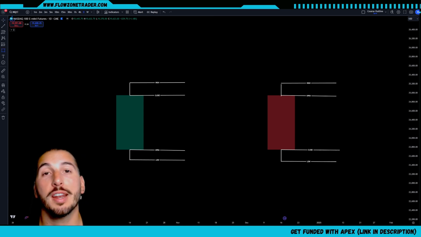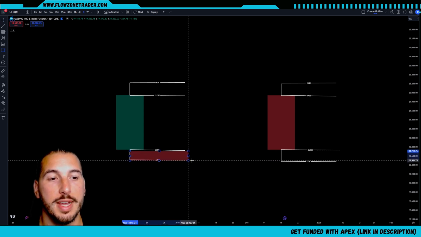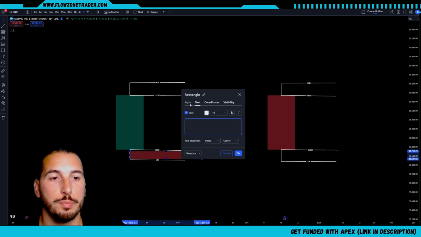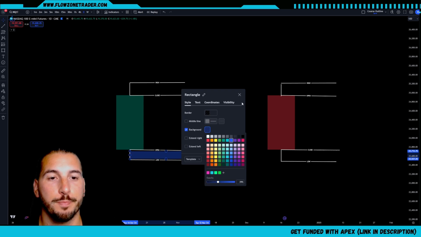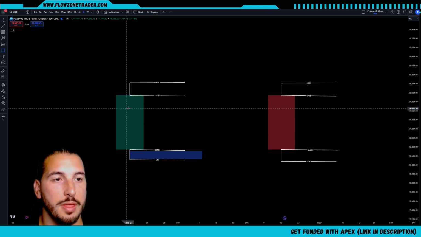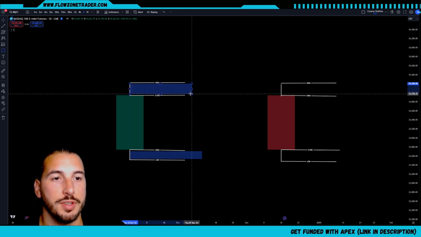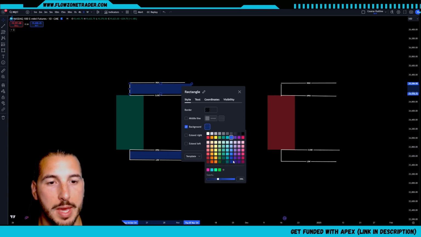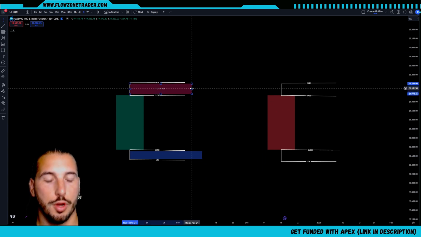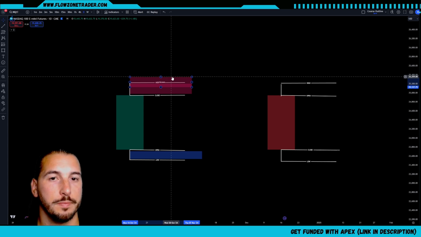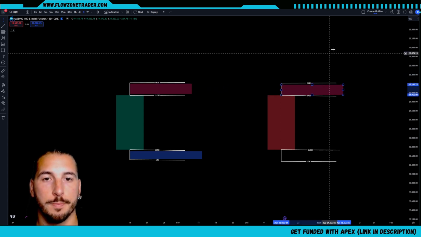So for this example, I'm going to make it really, really simple. I'm going to do these areas here as your support areas. We'll do this as blue, and I'll do this area here as resistance. Let's do that as a pink. Okay, and we will copy these over right here.